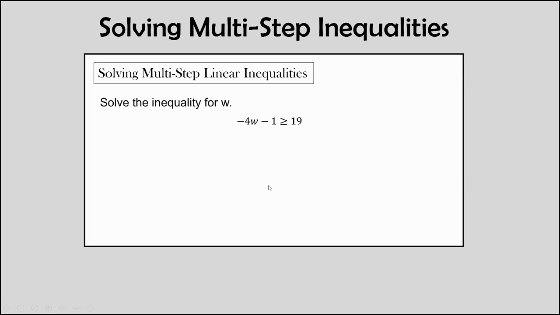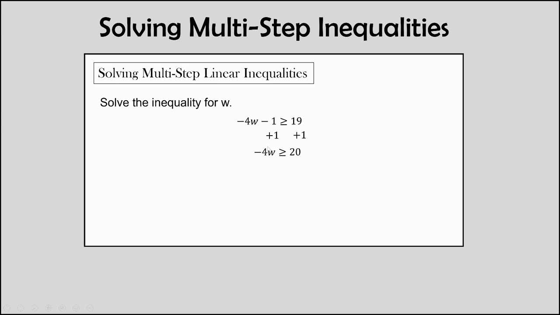Okay, another one here. Now our variable term's on the left, so I don't have that first step of switching sides. Now it's just about solving. So first things first, is my equation simplified? Yes. All right, well, then let's get the variable term isolated. I want to get negative 4w by itself, so I'm going to add 1. Negative 4w greater than or equal to 20.